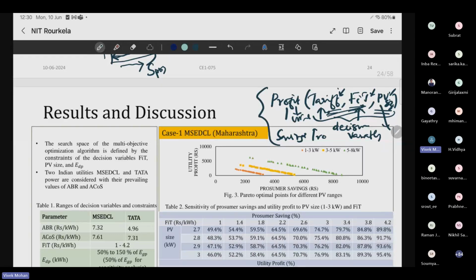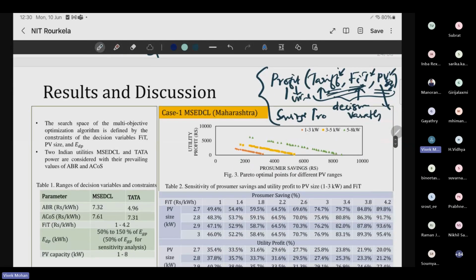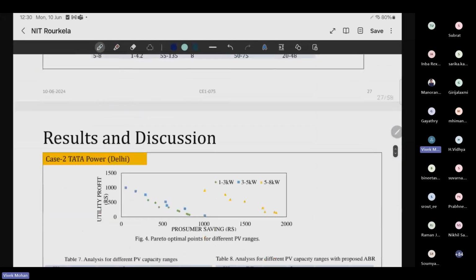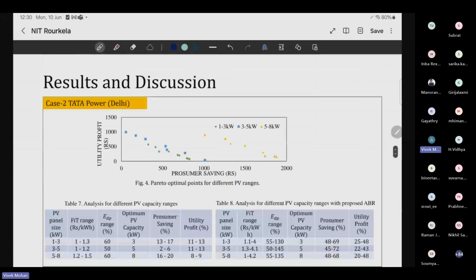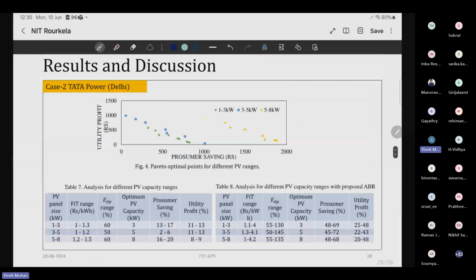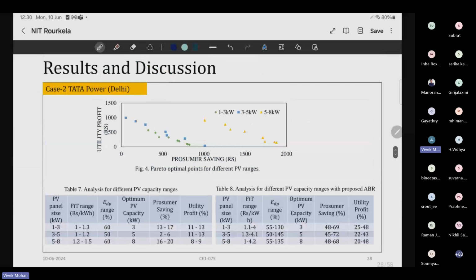So three case studies we have done. One is with Maharashtra Electricity Board. Then another one is with Tata Power Delhi. And actually, we have taken Tangedco also. Tangedco is not shown here. Tamil Nadu also we have taken. With all these examples, we have tried to find a compromise solution with prosumer savings and utility profit. Okay, prosumer savings and utility profit.